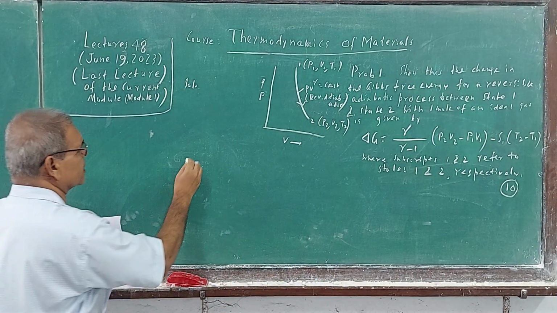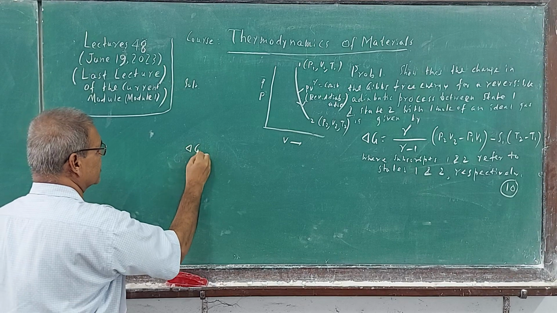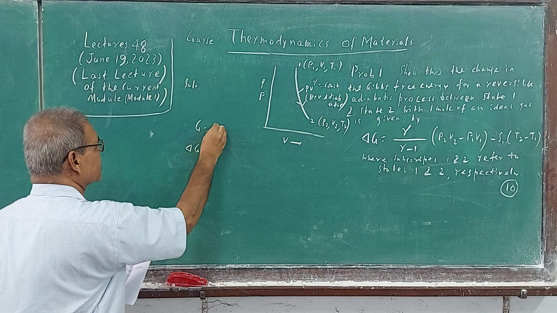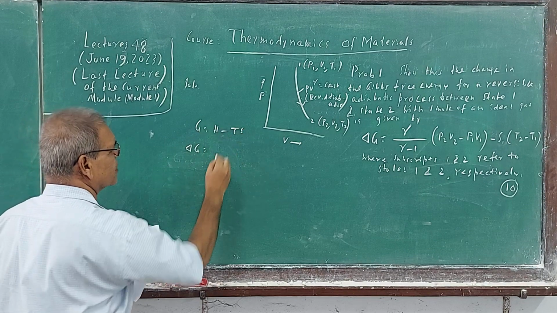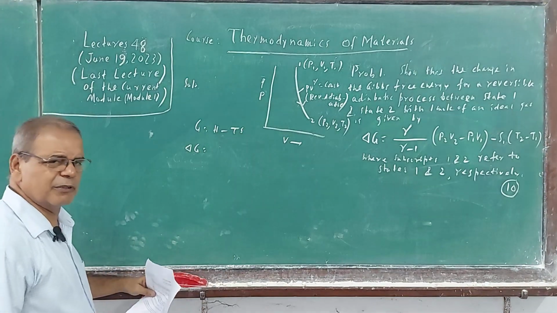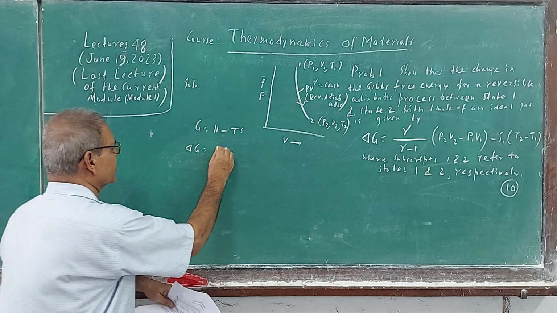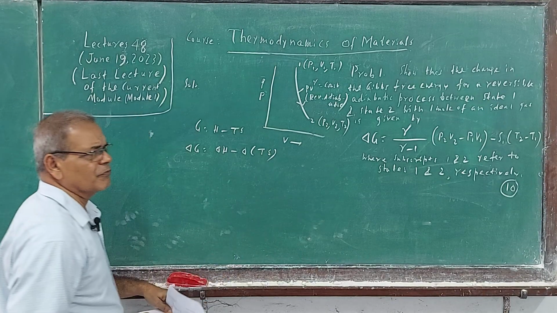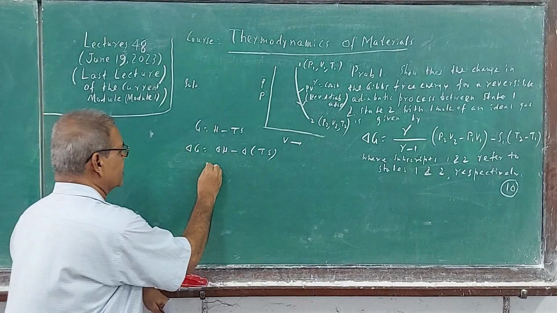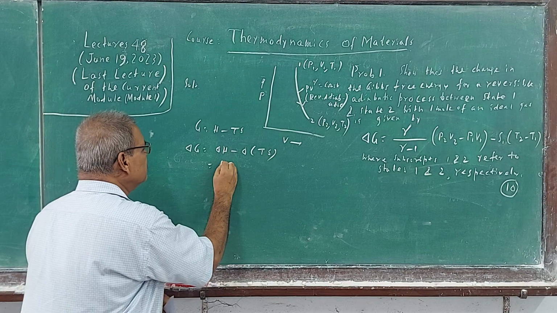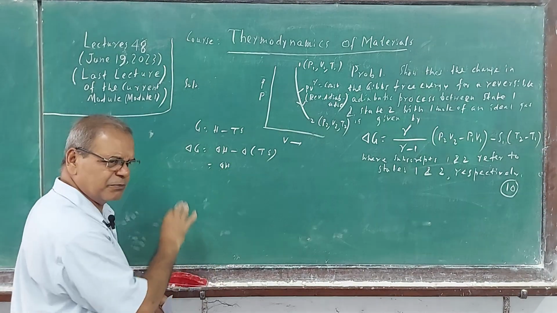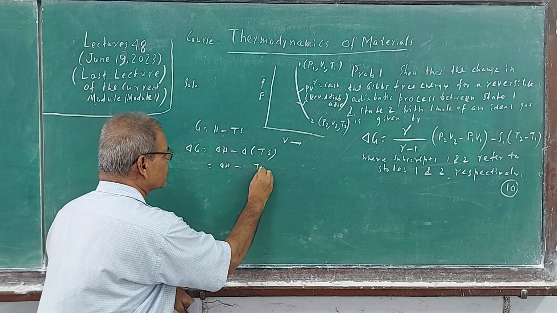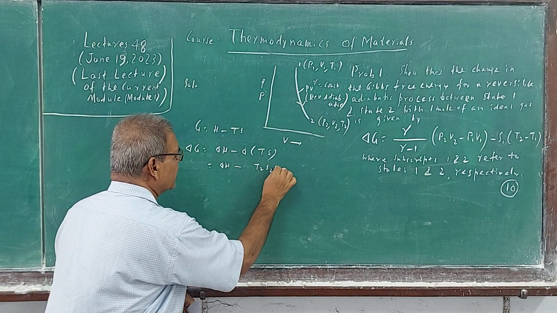Start. Delta G. Delta G is what we know. G is H minus TS. Delta G will be what? Delta H minus delta TS. What is this? Delta H, I'm holding this delta H, let us see what it comes out. It is T2S2 minus T1S1.